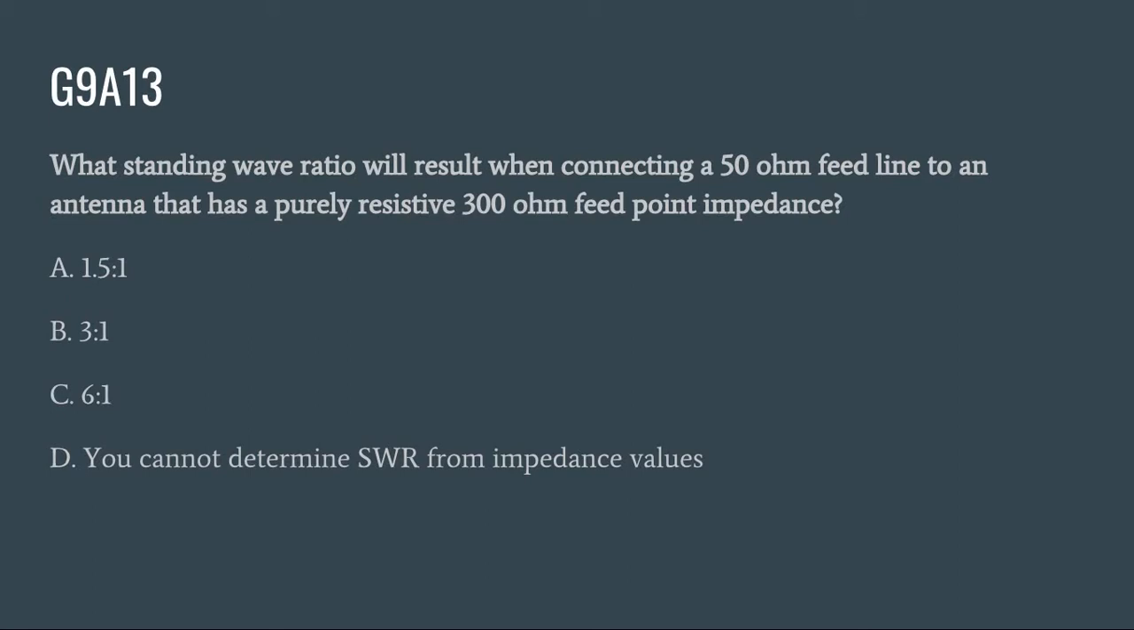G9A13, what standing wave ratio will result when connecting a 50 ohm feed line to an antenna that has purely resistive 300 ohm feed point impedance? A. 1.5 to 1, B. 3 to 1, C. 6 to 1, or D. you cannot determine SWR from impedance values. Correct answer here is C. 6 to 1.